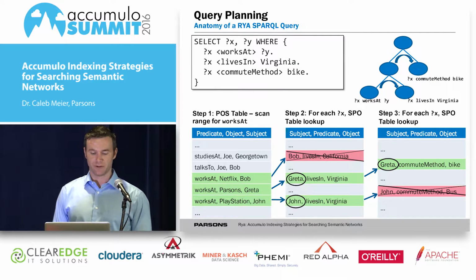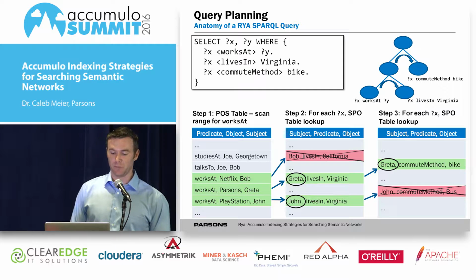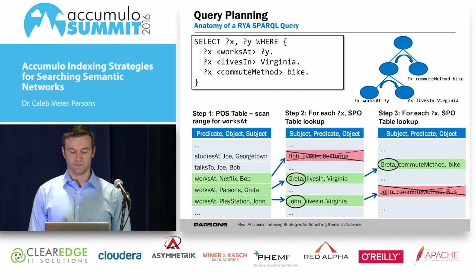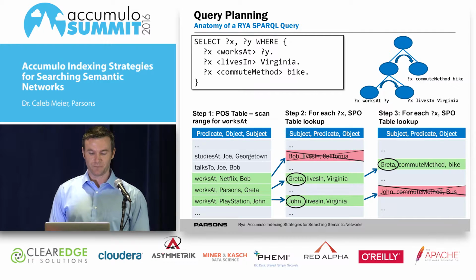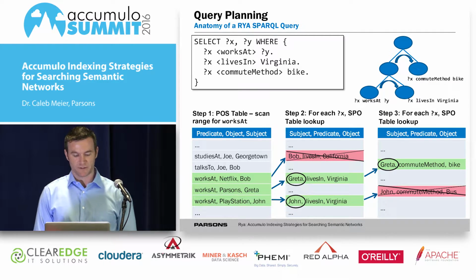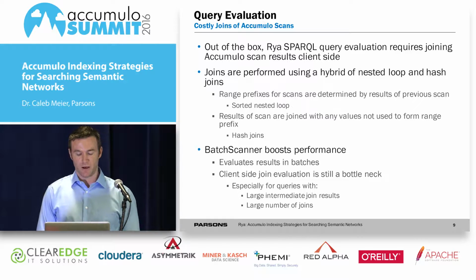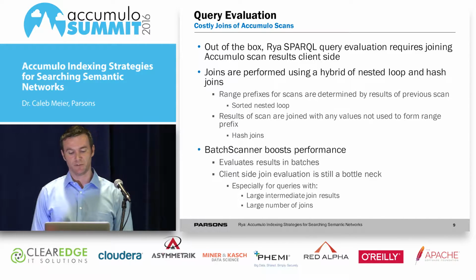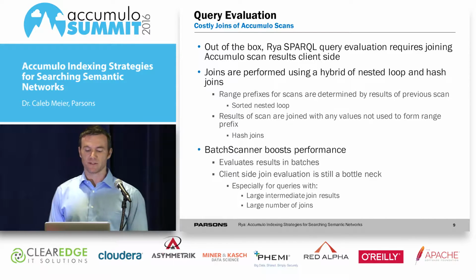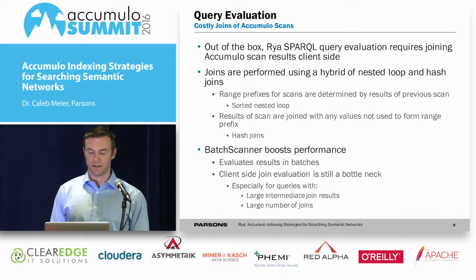So in this case, we form ranges: Bob lives in Virginia, Greta lives in Virginia, and John lives in Virginia. We pass those in, and we find that only Greta and John live in Virginia. And finally, we take the values associated with the common variable x in "x lives in Virginia" and "x commutes method bike", and use those to form ranges for the final scan.